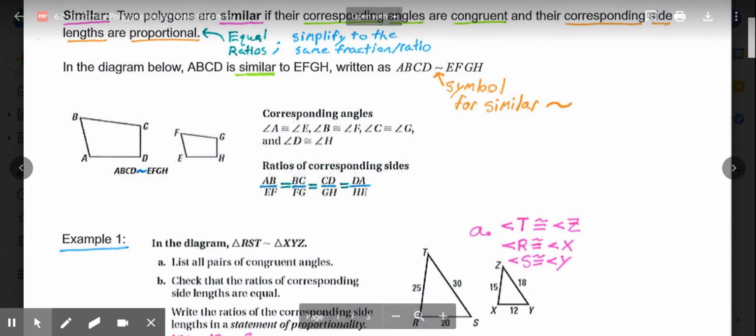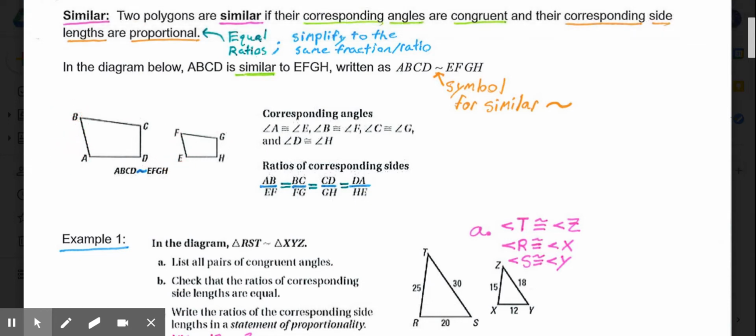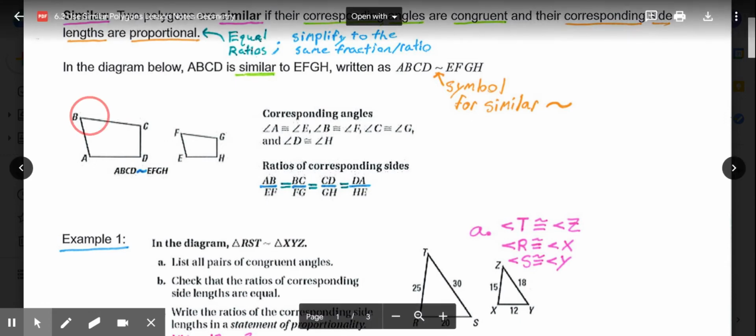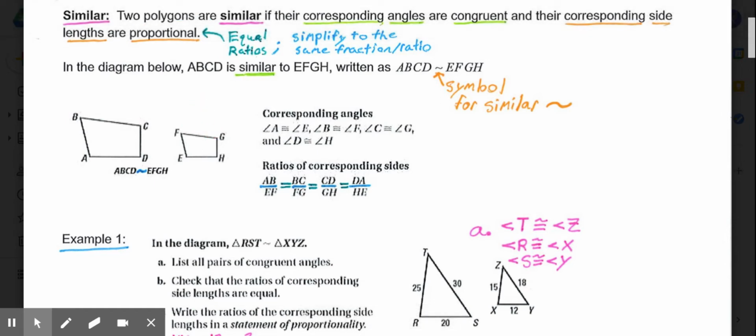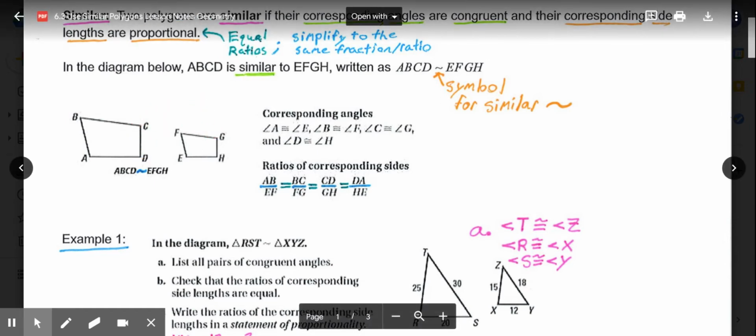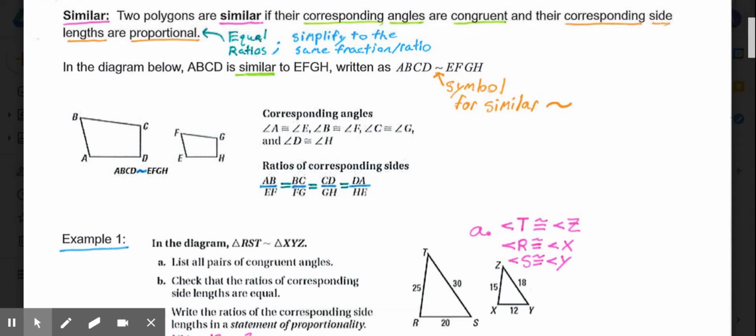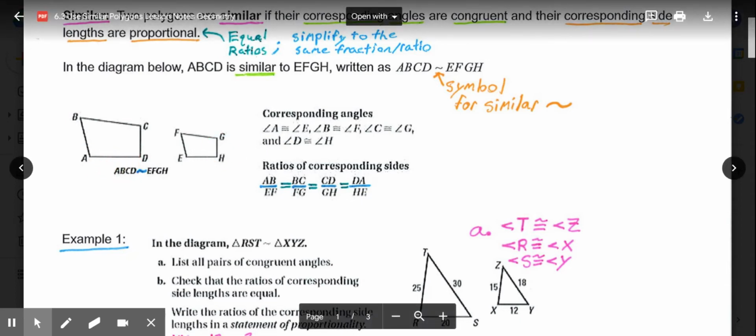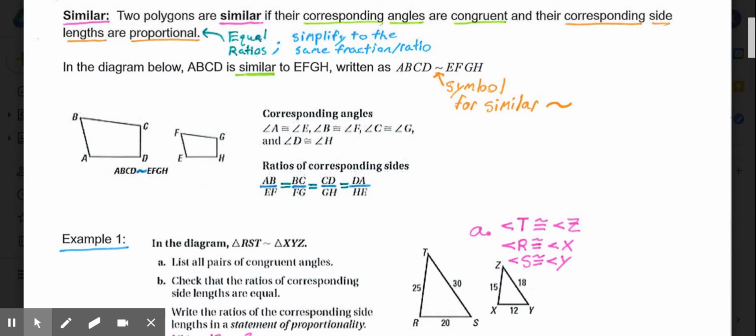So side AB over side EF should simplify to the same ratio as BC over its corresponding side FG. And CD should simplify over GH to the same number, and AD should be over EH or HE, and all simplify to the same number. So it kind of goes back to that idea of a scale drawing, and it keeps the same scale.